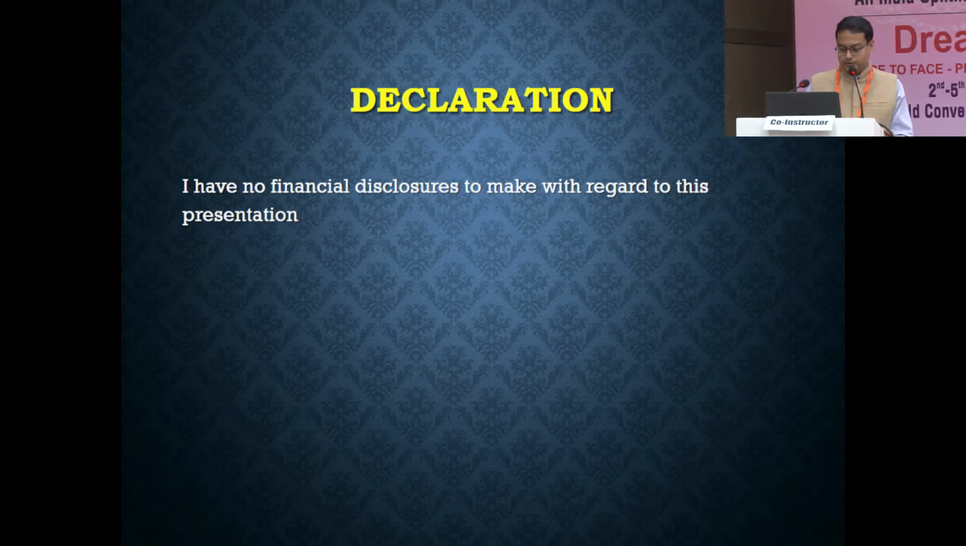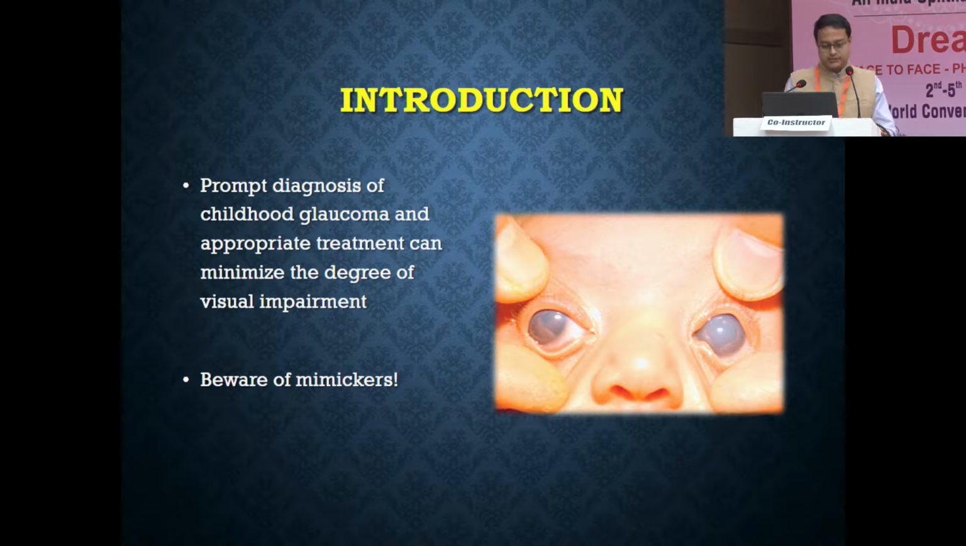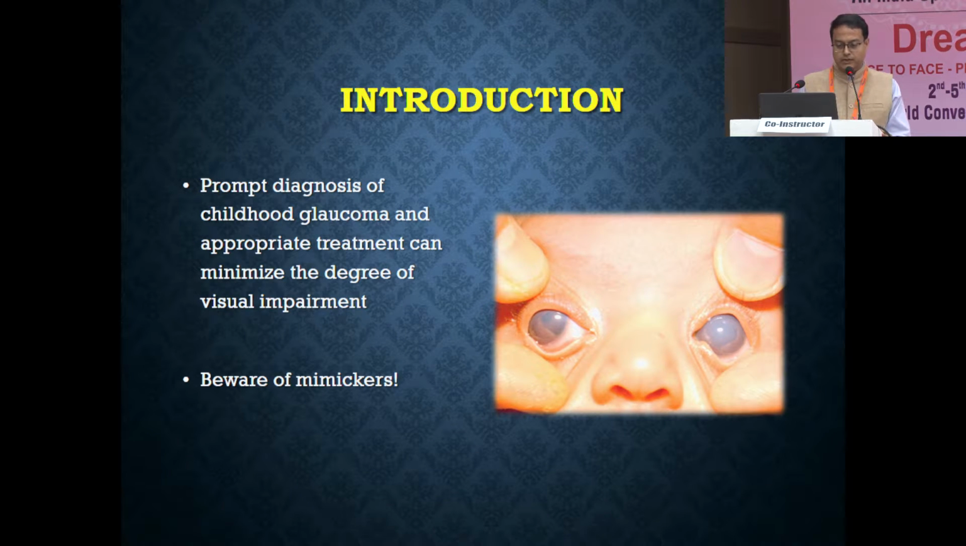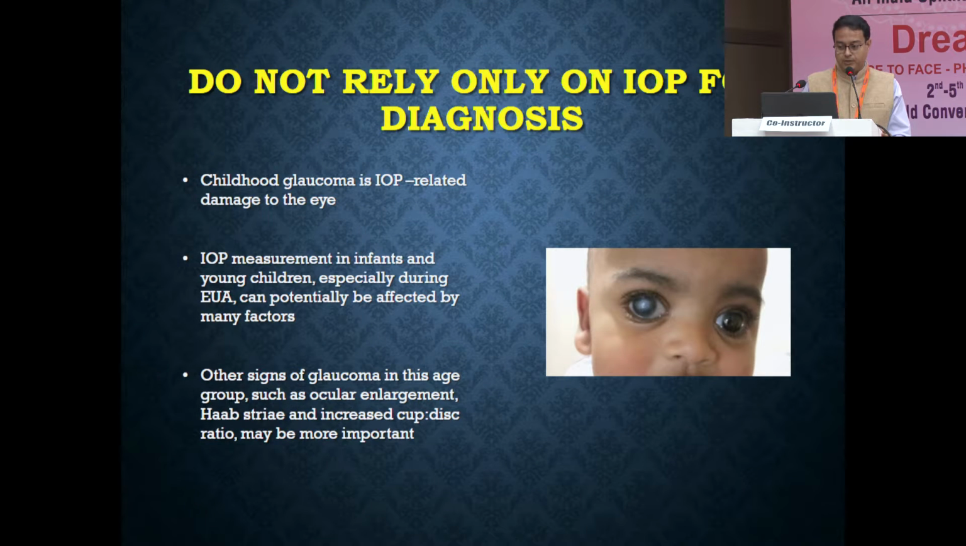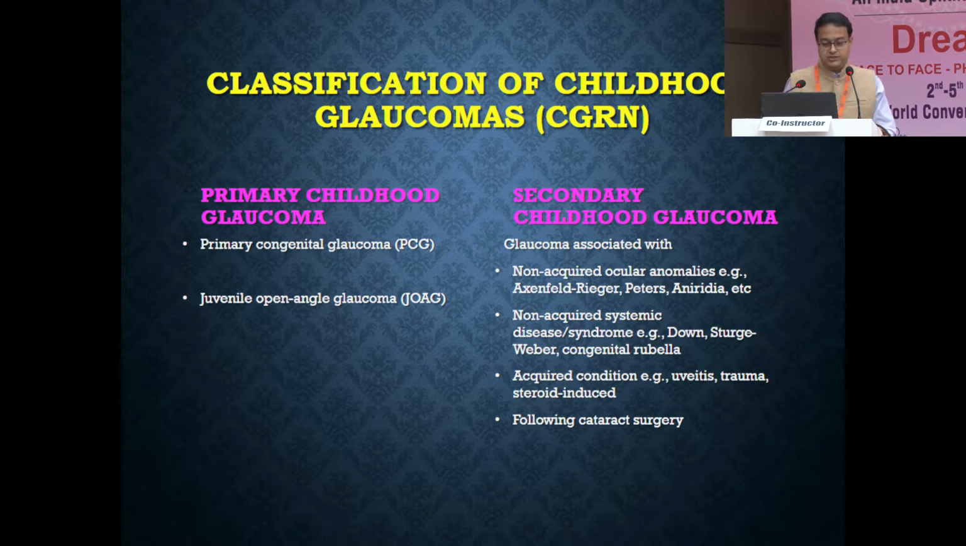So the proper evaluation is, of course, important, and we must understand that the prompt diagnosis of childhood glaucoma and appropriate treatment can minimize the degree of visual impairment, and there are certain mimickers which we must be aware of. So although primary congenital glaucoma is basically IOP-related damage to the eye, measuring the IOP itself can be tricky at times, and some of the other signs of glaucoma in this age group, such as the ocular enlargement, haze, striae, become important. So according to the CGRN classification, the primary childhood glaucoma consists of the primary congenital glaucoma, the juvenile open-angle glaucoma, and then we have a host of secondary childhood glaucomas.